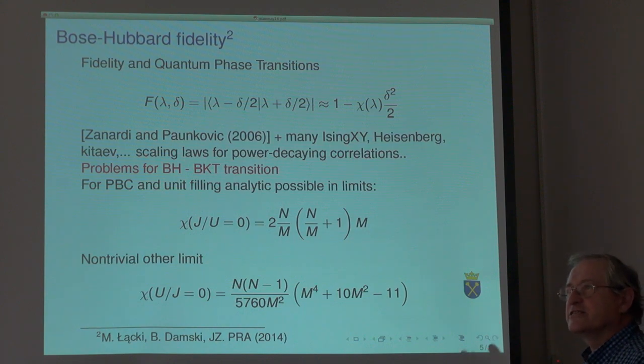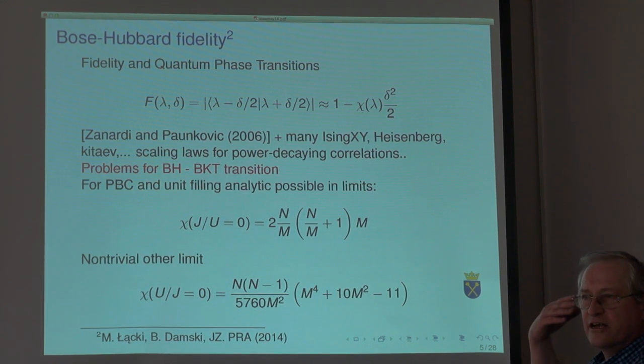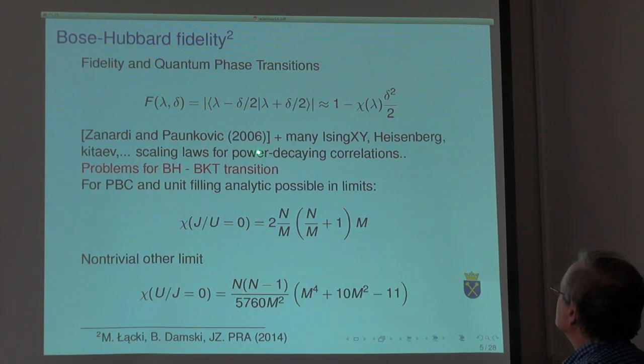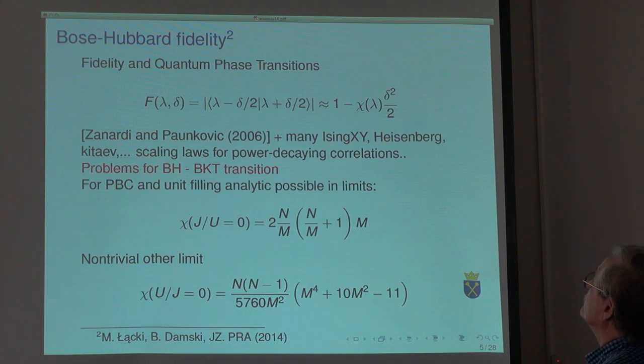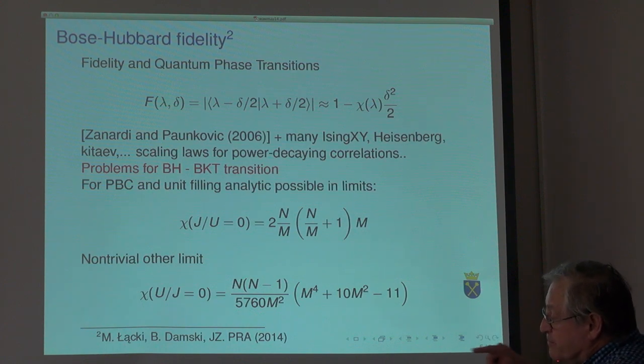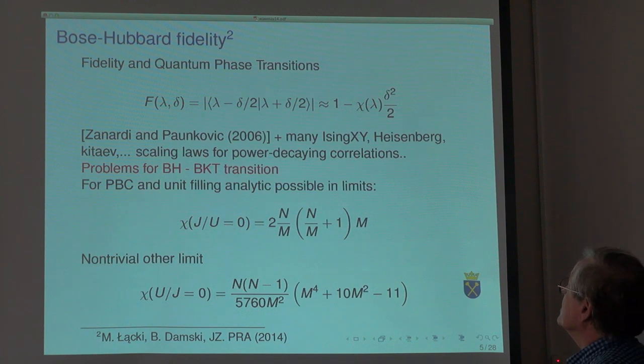So instead of calculating some correlation functions, maybe it's enough to find the ground state and calculate such fidelity and localize the position of the quantum phase transition. It was proposed by these guys, or maybe somebody else earlier, and tested on several models: Ising, XY, Heisenberg, Kitaev model, a lot of models. In fact, it really points out the quantum phase transition, provided some finite scaling analysis is done.